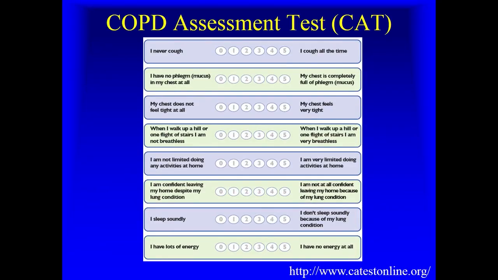To systematically assess the symptoms of COPD, we can use tools such as the COPD Assessment Test or the CAT test, which is an 8-question test scored by the patient on a 0 to 5 scale, encompassing common symptoms such as cough, phlegm, chest tightness, exertional dyspnea, activity limitation, sleep, and energy, as well as a global assessment of how confident they are to leave their home. The scores are added up in a simple point system, and 10 points or more is considered to be symptomatic COPD.